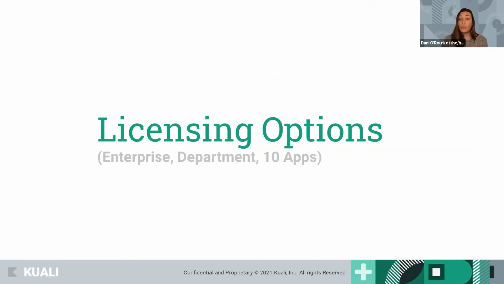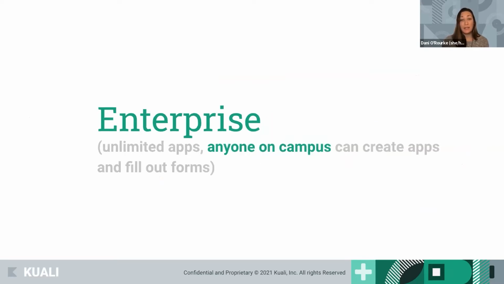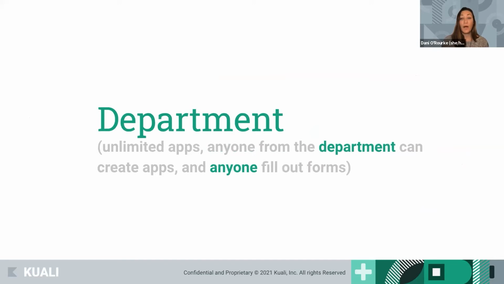Kuali Build is offered with different licensing options: enterprise, department, and 10 applications. The enterprise license includes unlimited apps, unlimited app creation. Anyone can create apps, forms, and workflow. Anyone can fill out and submit forms. The department license is unlimited applications, can be created by anyone in a specific department or office, and anyone can fill out and submit forms.